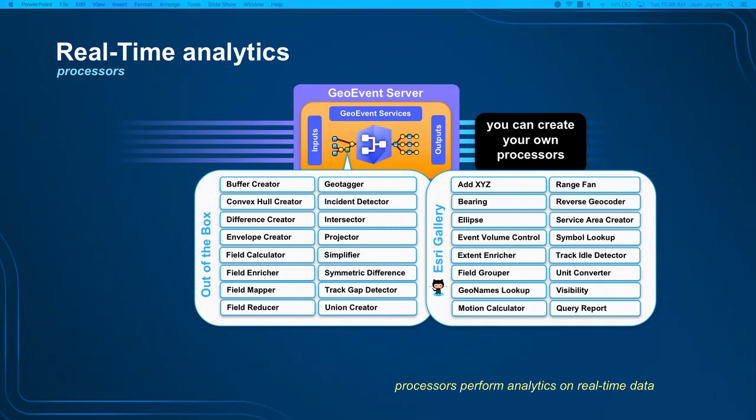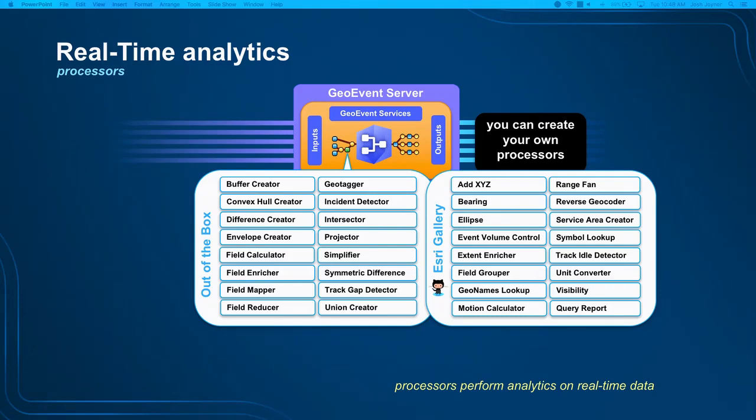We also have several processors available on the gallery. So these are things that were outside of our initial out-of-the-box product, but they serve certain specific tasks. So you can do things like a range fan. So this is really nice. You have a point in geometry, and then you can set a view shed. How far can somebody see? What's the angle they can look at? A motion calculator, that's another great processor.